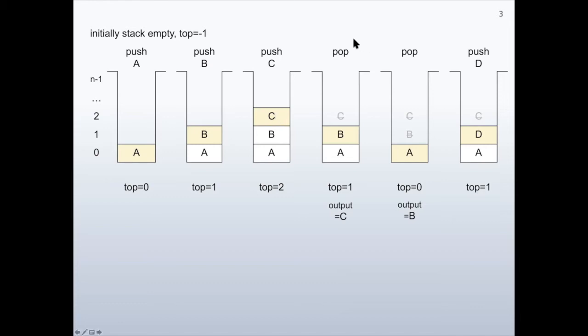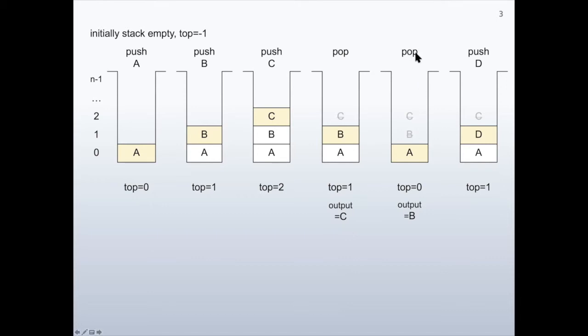If an item is popped from the stack, the one at the top is taken from the stack, so the output is C. Meanwhile, the value of top is decremented by 1. Top was 2. After the pop operation, top becomes 1. And notice that the top item is removed from the stack by the pop operation.